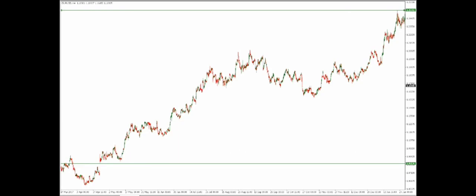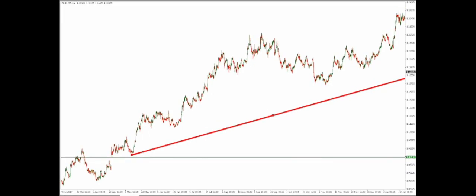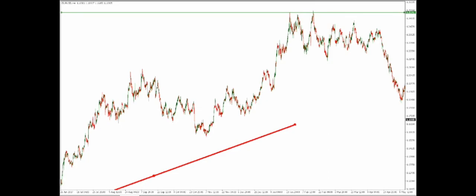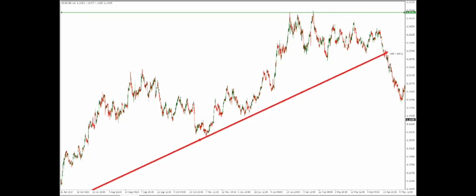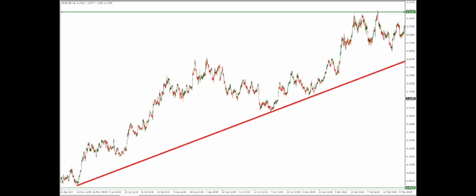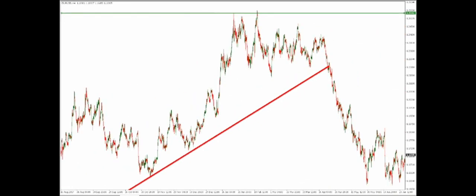We go to lines, trend line, and we start off there. And we drag our trend line all the way across to find an entry. There. So that's our main trend line over there, and that would give us our entry point.